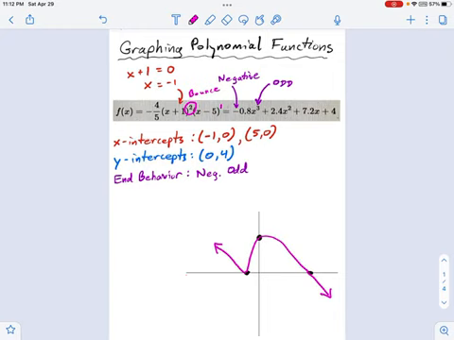And then you ask yourself, is the end behavior right? Is this negative odd end behavior? Well, if you remember what negative odd looks like, that's a shape like this. It's odd because it's not symmetric. It's going kind of wonky up and down. And then it's negative because it is actually heading in a down direction. So this all checks out. Everything's matching.